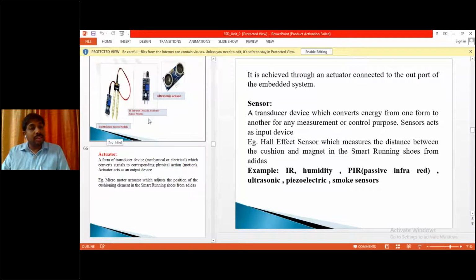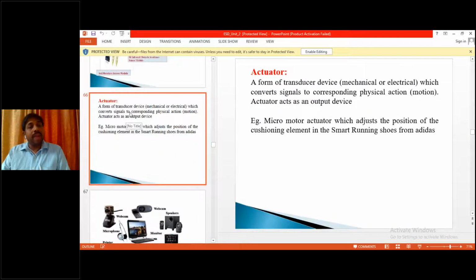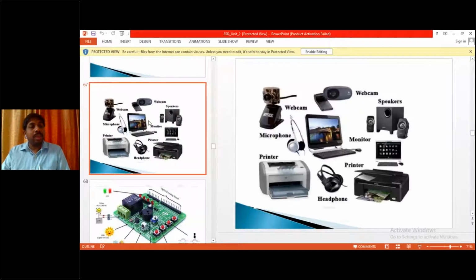Next is the infrared sensor. Next is the ultrasonic sensor. Similarly, there is an actuator. It is an output device. This actuator is a transducer device. It can be a mechanical or electrical one, which converts signals to physical motions. So these are some input output devices like webcam, monitor, printer, headphone, and speakers.